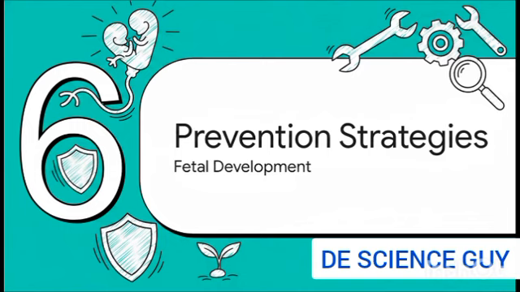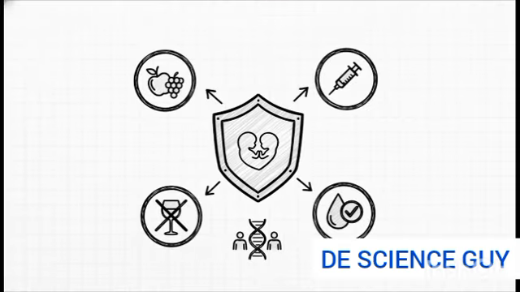Section 6. Strategies for Prevention and Protecting Fetal Development. So how do we get ahead of this? The foundational strategies for prevention rely entirely on optimizing maternal health and managing environmental exposures during that critical early window of embryogenesis. Ensuring adequate maternal nutrition is absolutely key.